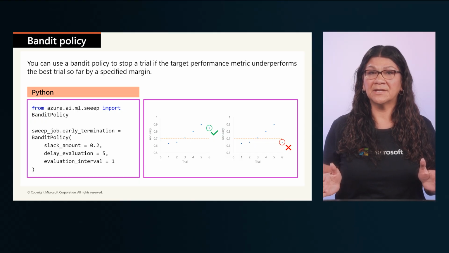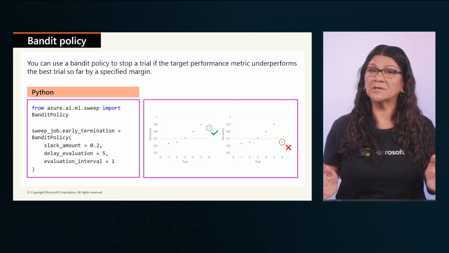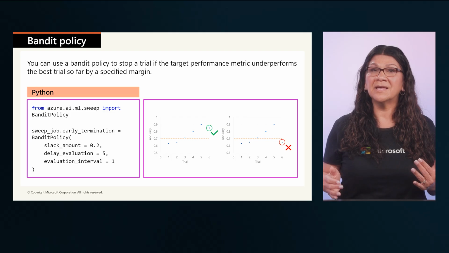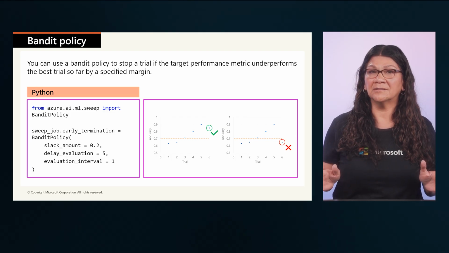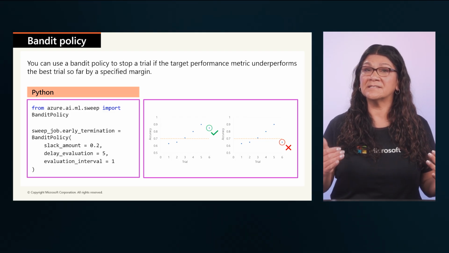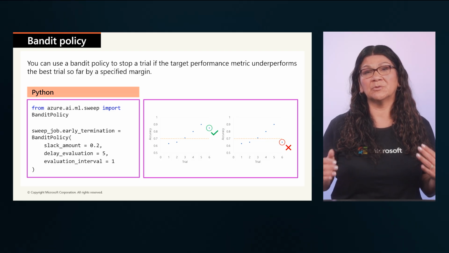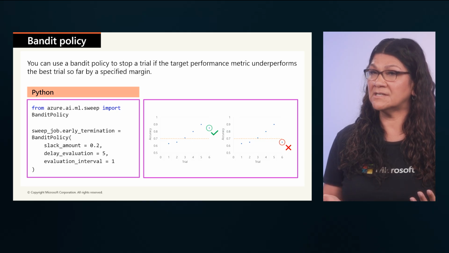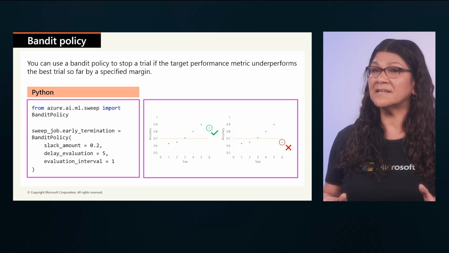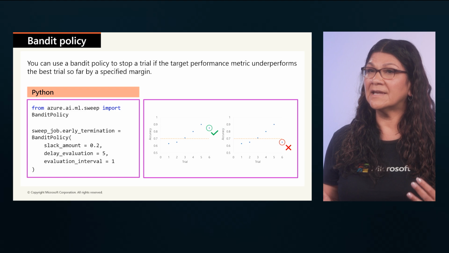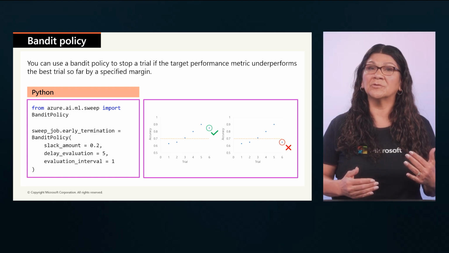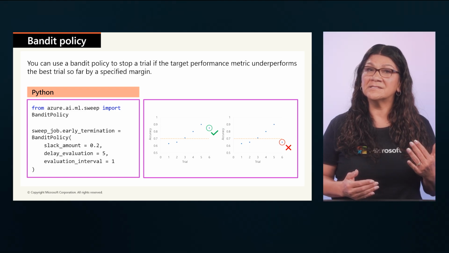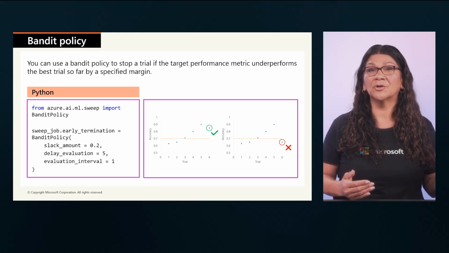Imagine the primary metric of model accuracy. If after the first 5 trials, the best model scores a 0.9, then any subsequent model must achieve at least a 0.7, which would be 0.9 minus 0.2, to continue. If a trial exceeds 0.7, it keeps running. If it drops below that threshold, the system terminates the run early.